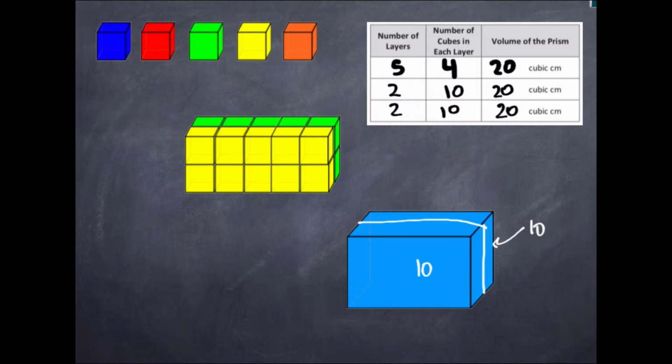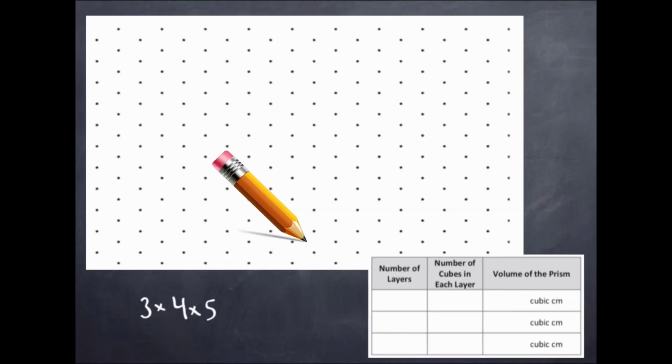Let's take a look at another one. Alright guys, this time we're going to take a look at a rectangular prism. We're going to make it 3 by 4 by 5. So it's going to be 3 cubic centimeters by 4 cubic centimeters by 5 cubic centimeters. So I want you to think about that for a second, and think about how you might draw that or create that, or what that prism might look like. Okay, go ahead and do that. I'm going to draw mine up here, and then we will compare.